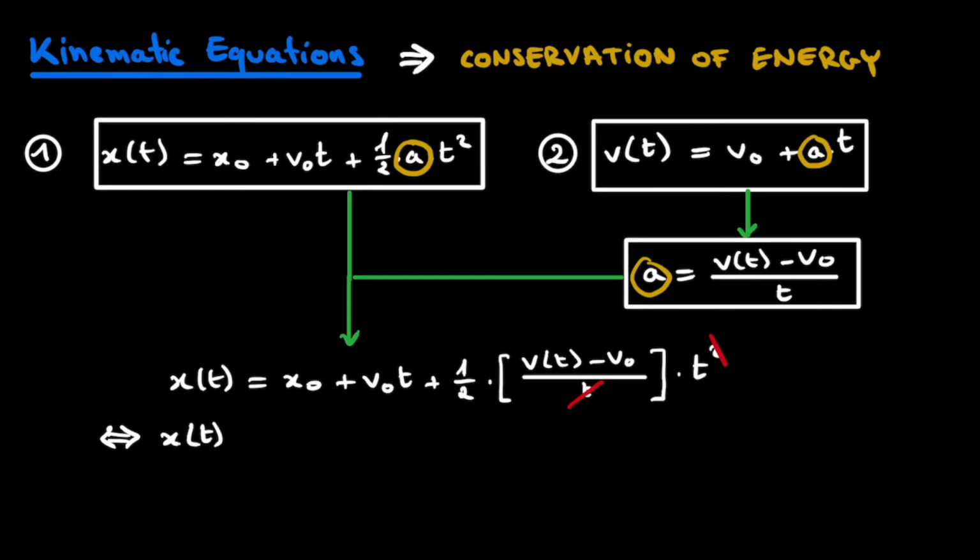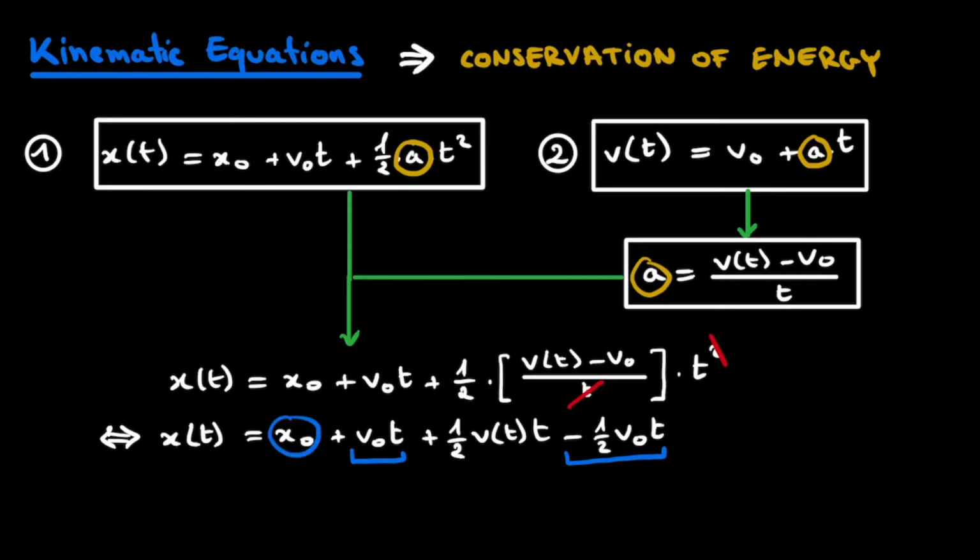We simply copy x of t, which is x0 plus v0 times t, plus the first term in this bracket, which is 1/2 times v of t multiplied by t. So we get plus 1/2 v of t times t minus 1/2 times v0 times t. And we see that we have a v0 times t here, a minus 1/2 times v0 times t here, so we can subtract these two, and this x0 we bring to the other side of the equality sign. And this brings us to our preliminary result.